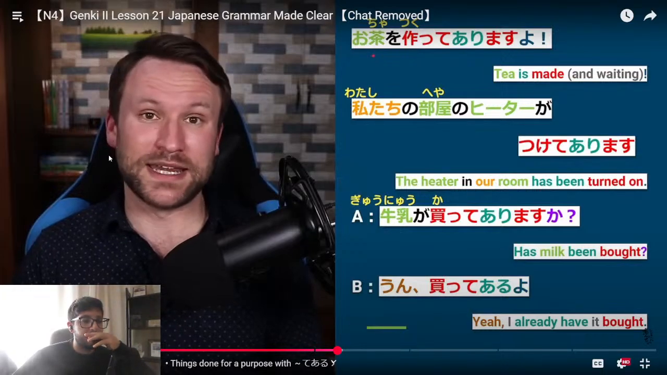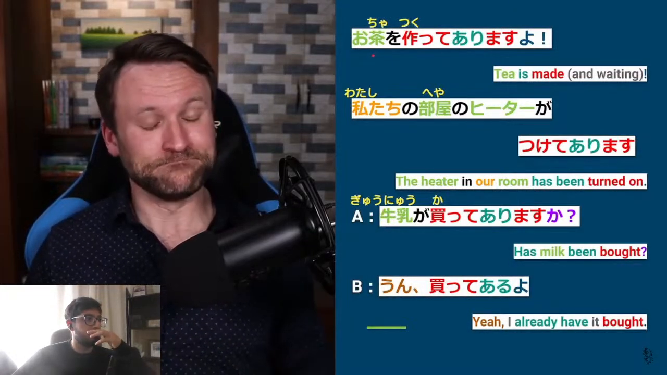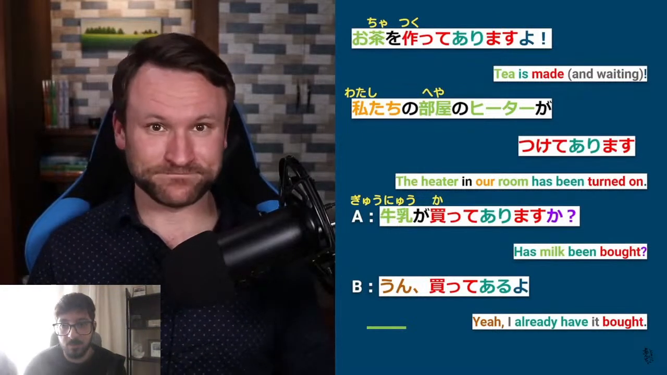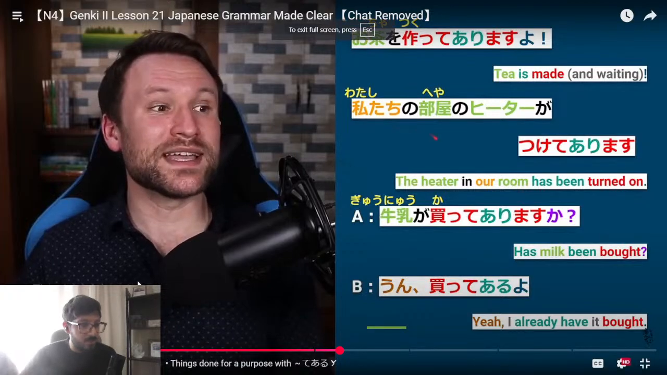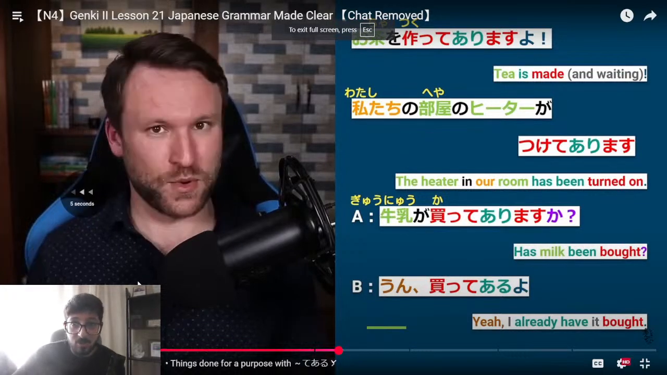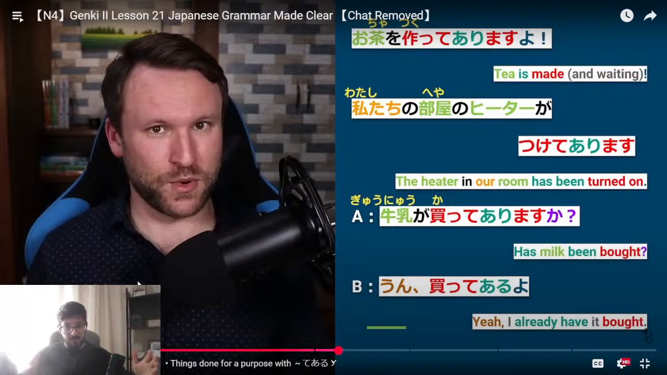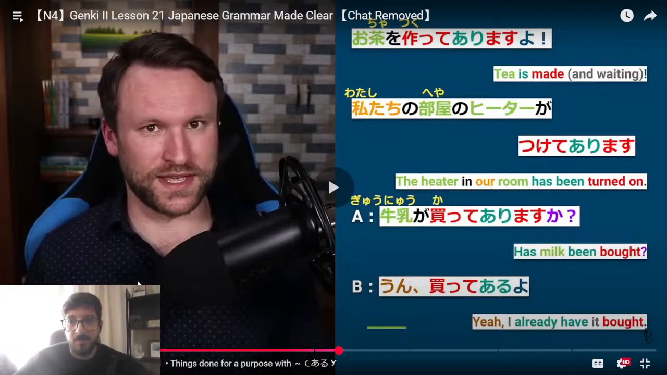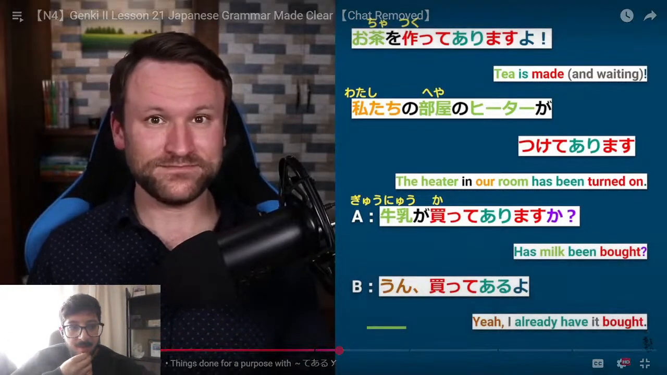Once again here, it may be the speaker that made the tea, but it might not be. That's not what's important in the sentence. The important part of the sentence is that the tea is made. Ocha o tsukutte arimasu yo. We don't need to say who made the tea or when we made the tea. Description of the state of the tea. What is the tea doing? The tea is just made.